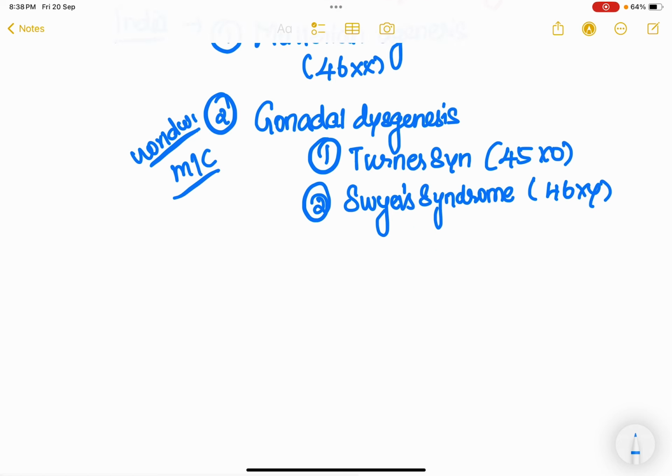In India, Turner syndrome is not much common. Swyer syndrome is the most common, followed by the Turner syndrome. Right? We'll discuss about Turner syndrome, Swyer syndrome in subsequent modules. But as of now, we have learned about what are the causes of primary amenorrhea and what is the most common cause of primary amenorrhea in India and worldwide. And also we have learned about different conditions which are affecting the hypothalamus, pituitary, ovary and the uterus.